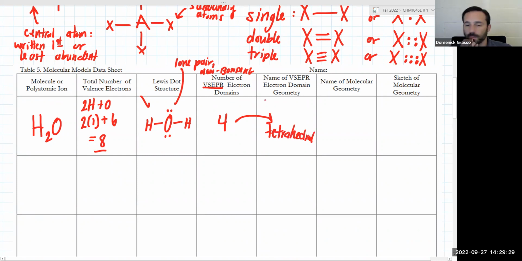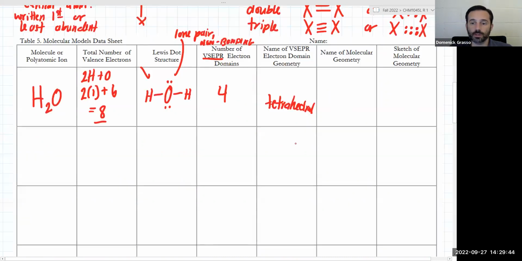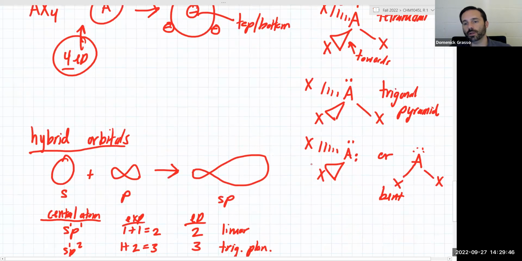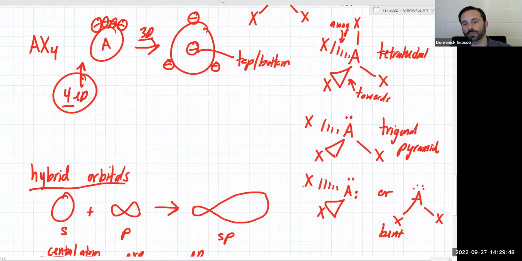Okay, but we don't have a tetrahedral because we don't have 4 atoms. This molecule has 2 pairs of electrons, and we can't see electrons. So what's a tetrahedral that's got 2 pairs of electrons? What's that called? Well, we figured that out. If I've got a tetrahedral with 2 pairs of electrons, we call that bent.